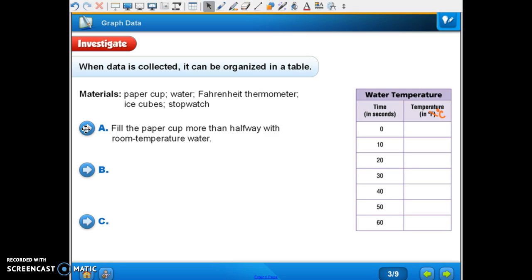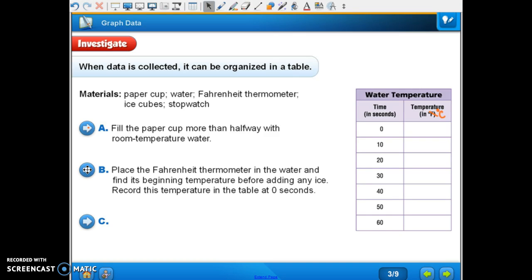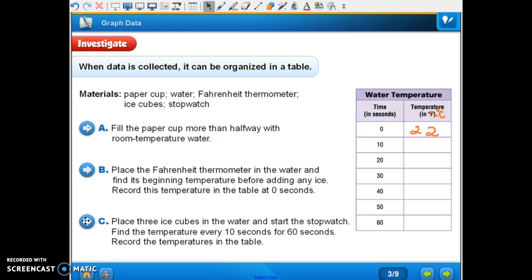We filled the cup more than halfway with room temperature water. We place the thermometer in the water and find its beginning temperature before adding any ice and record this temperature. So it is about at 22 degrees Celsius. So you should put 22 in your chart. And we're going to place 3 ice cubes in the water and start the stopwatch. Find the temperature every 10 seconds for 60 seconds.